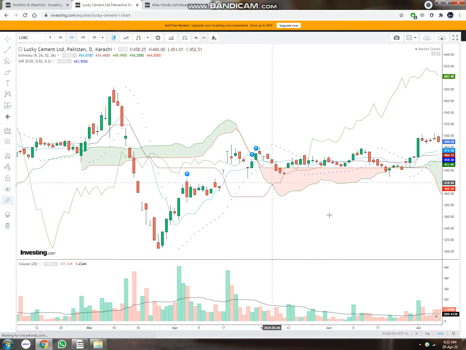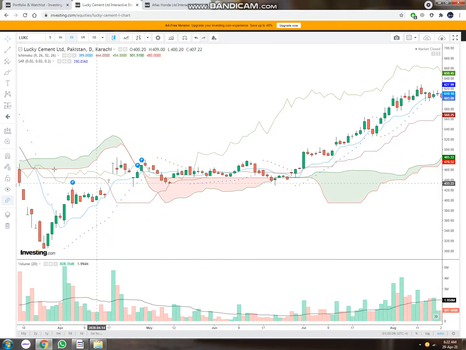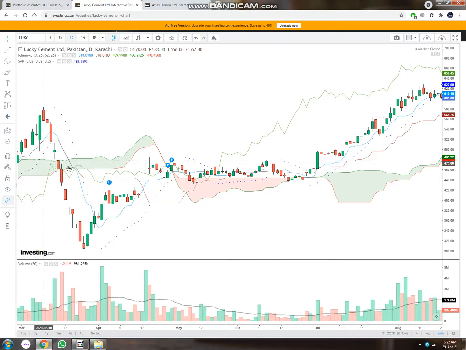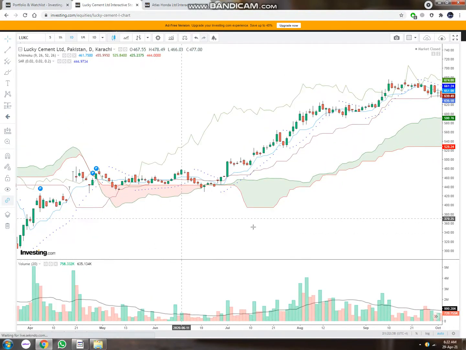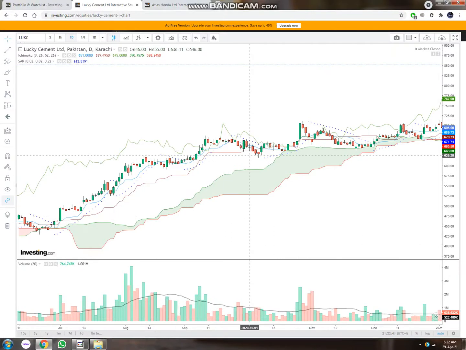Now when the candlesticks are below this cloud, the stock is trading below this cloud. It means that that is a good time to buy, and to sell when these candlesticks are above this cloud. Now you can see how far they are reaching.